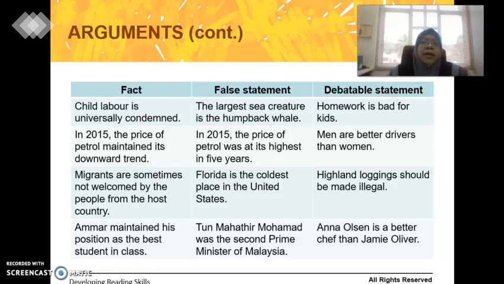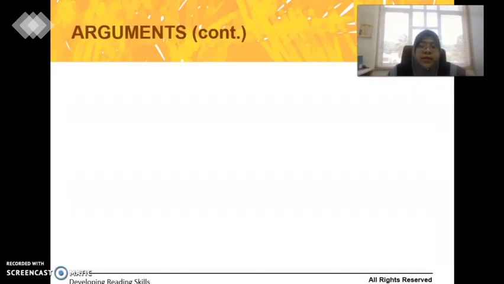Okay, Harvard is bad for kids. Men are better drivers than women. Highland loggings should be made illegal. And Anna Olsen is better than Jamie Oliver. Do you know these two celebrity chefs? Anna Olsen is very famous for sugar, for desserts. Jamie Oliver is famous for his style of cooking. So maybe some people prefer Anna Olsen rather than Jamie Oliver. Maybe, right? Okay, we go to the next.